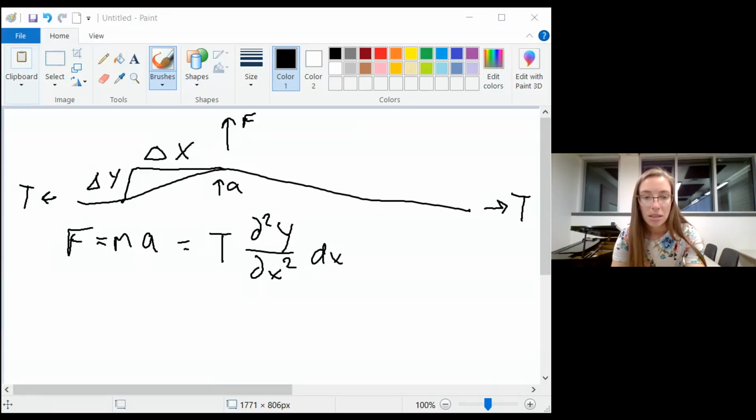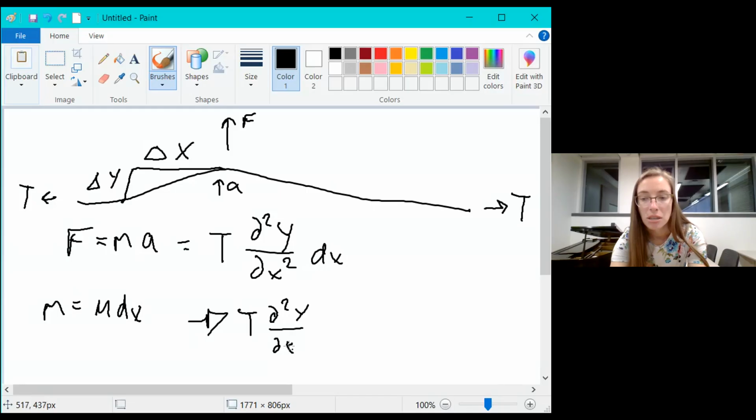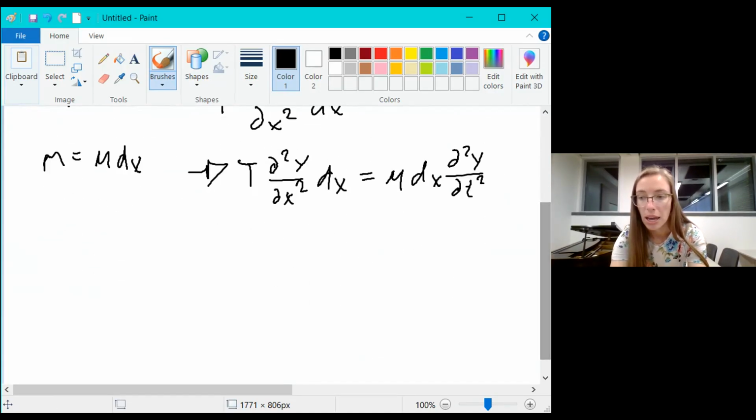And so the mass of the segment, we'll say m equals mu dx, where mu is the mass per unit length. And so now we can rewrite this law as the tension times acceleration dx is equivalent to mu dx times the second derivative over time.